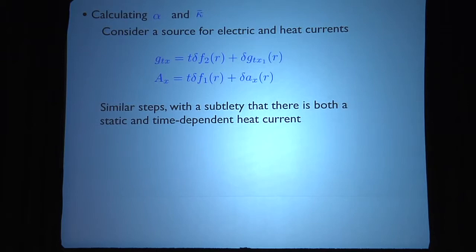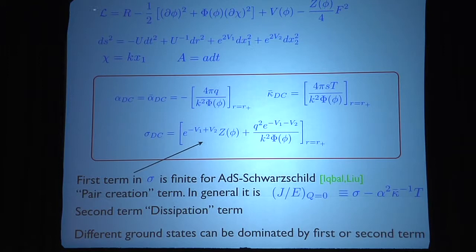Okay, so you can also calculate alpha and kappa bar. And let me not describe that, but it's very similar. Let me tell you the results. Here is the Lagrangian that I've been talking about. Here is the metric and the ansatz that we're using for the class of black holes. And then in this box is the result.